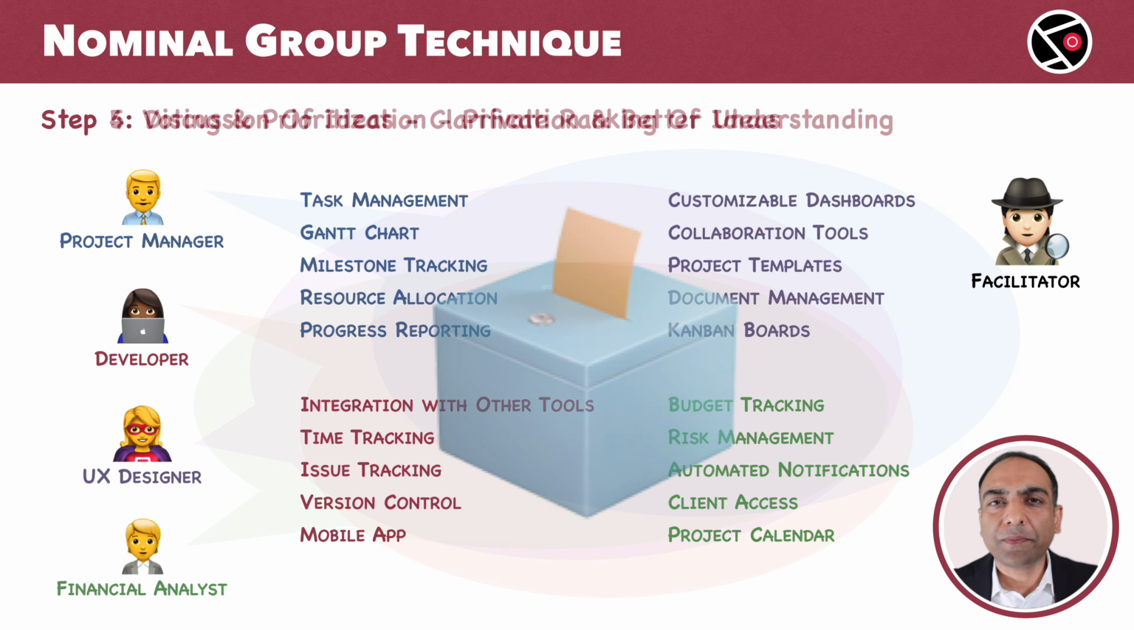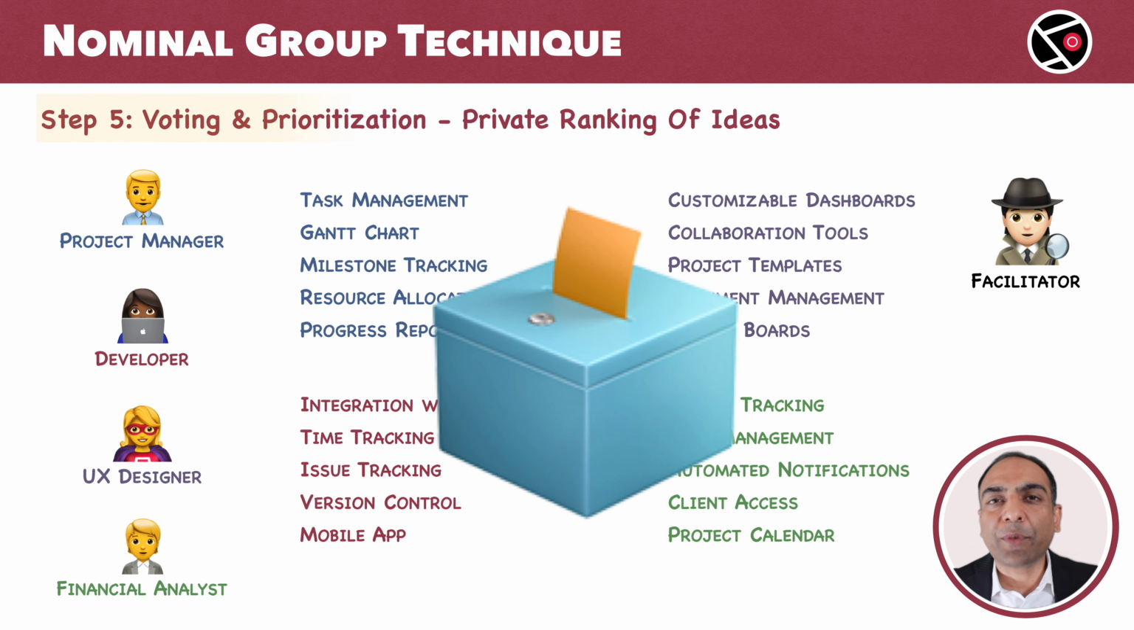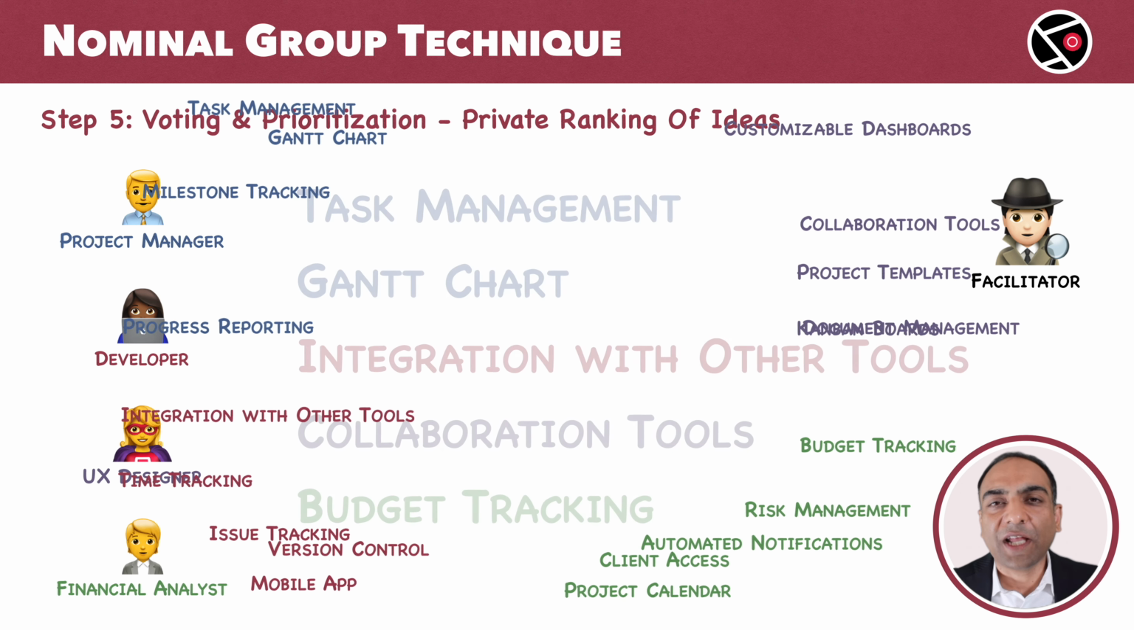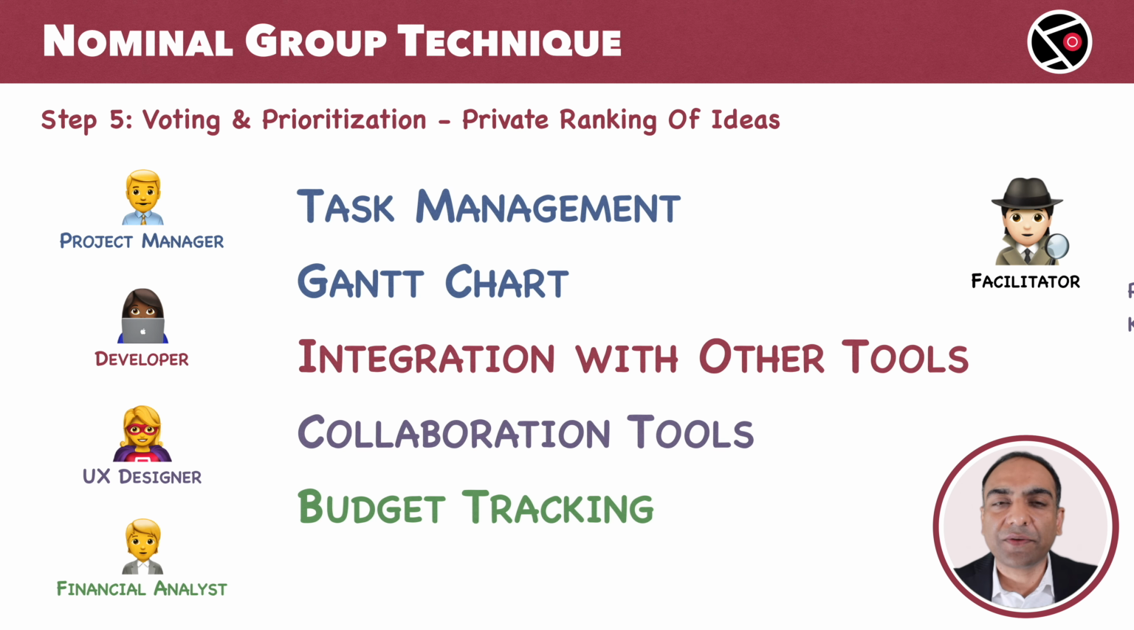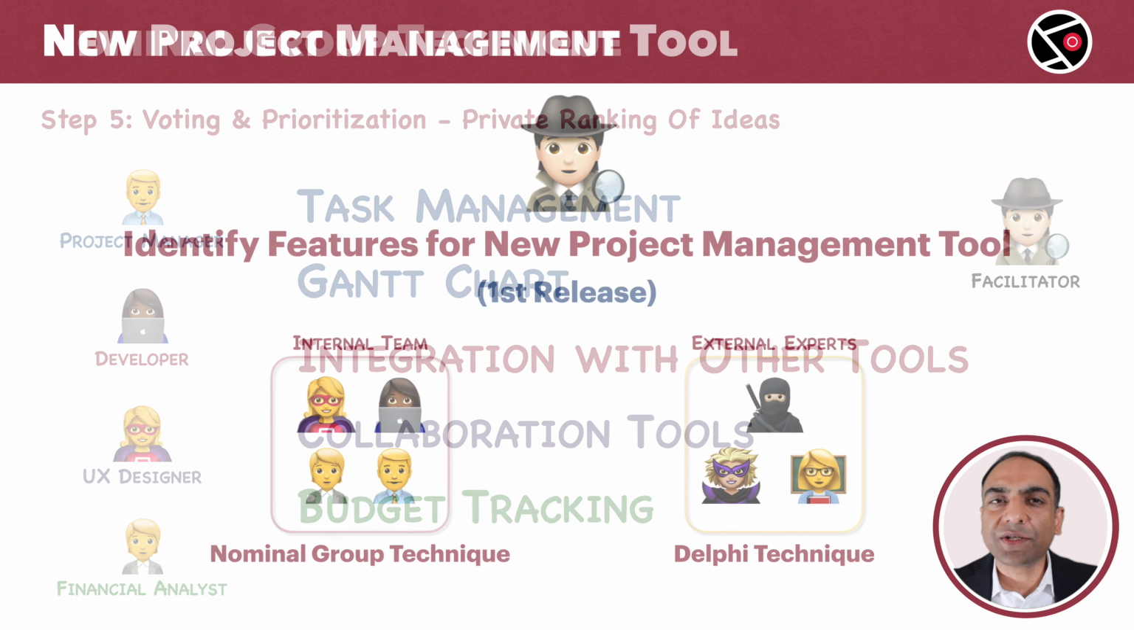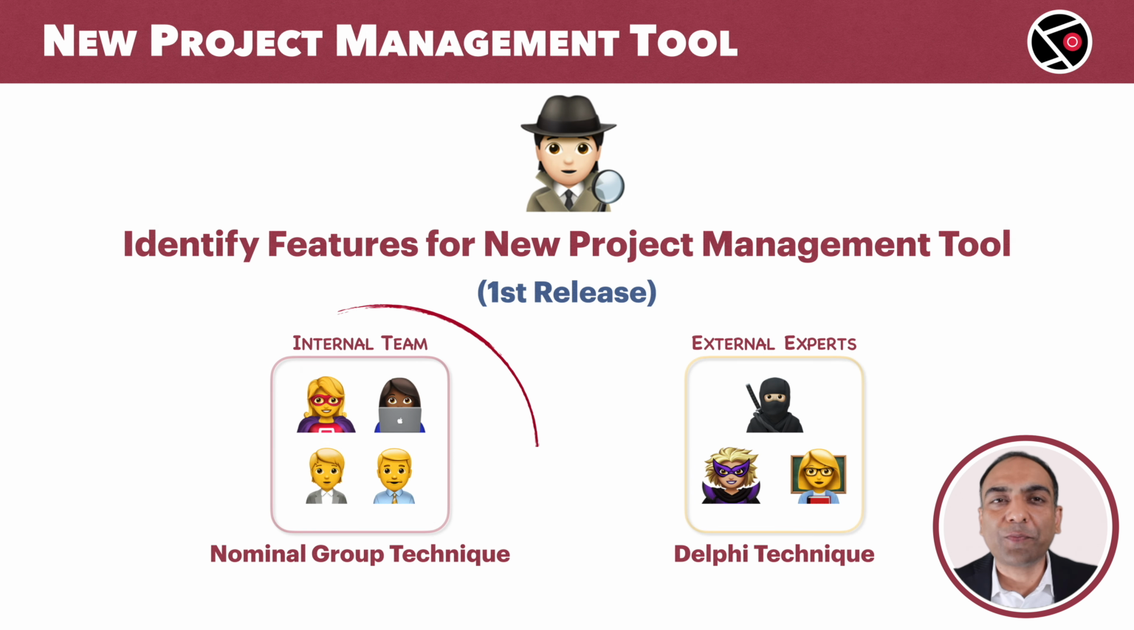Now, the last step. Step 5 is voting and prioritization. All participants vote for the ideas. It is a secret ballot. Based on the votes, the ideas are prioritized and the final selection of the ideas is made. Here are the top 5 features for the first release of our new project management tool. Task management, Gantt chart, integration with other tools, collaboration tools, budget tracking. With this, we are done with the nominal group technique.